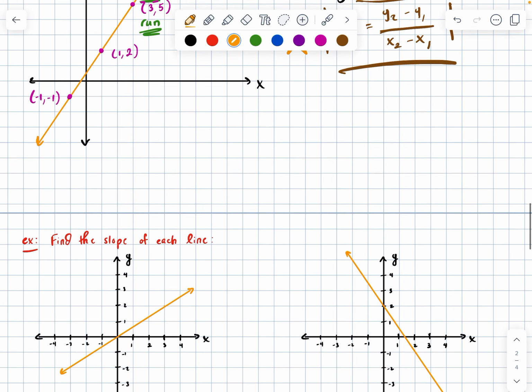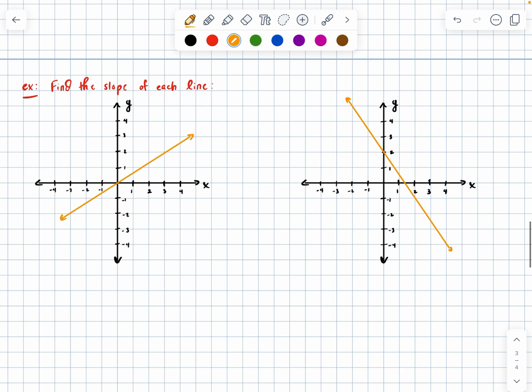Cool. Let's do a little bit of practice using this idea. Again, you're always welcome to just use the graph and count the rise and the run, but we won't always have that luxury. Here it turns out we do. Take 10 seconds, 30 seconds, a minute, 2 minutes, whatever you need. Pause the video, play around. Find some points on your graph here and tell me what the slope needs to be by calculating the rise and the run. Go.